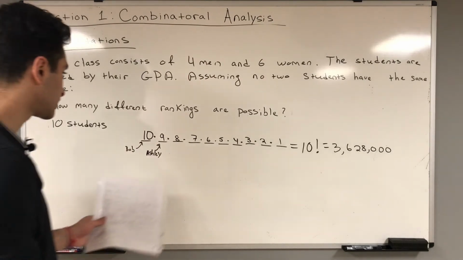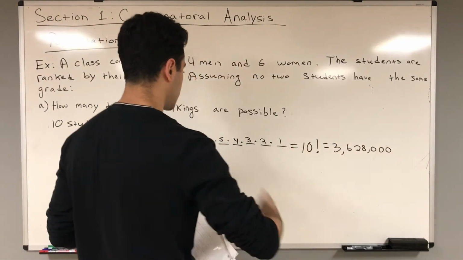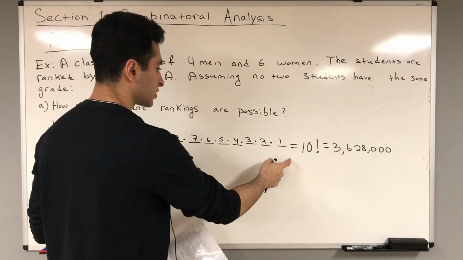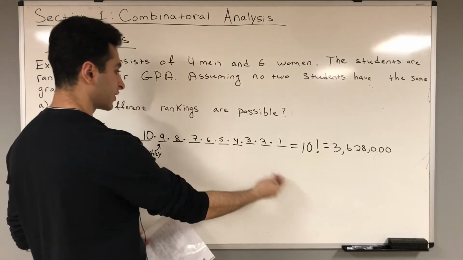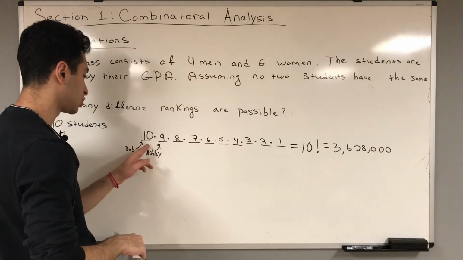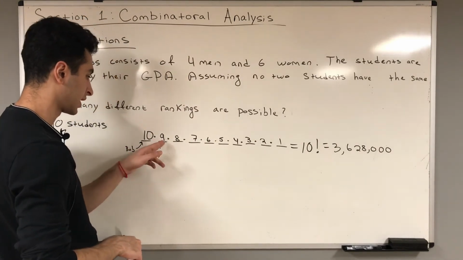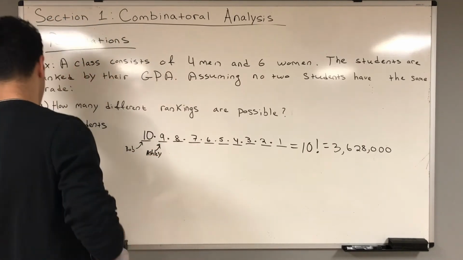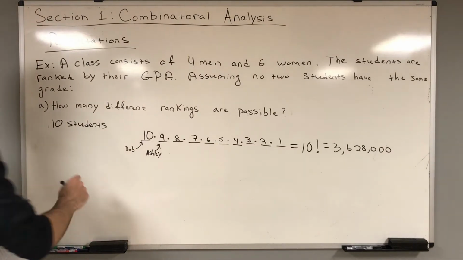But ignoring this for a second, you still use the basic principle of counting, right? Because you're multiplying all the outcomes in your experiments. You still understood what the experiments were, right? Experiment 1 is choosing a student for your first place. Experiment 2 is choosing a student for your second place, and so on. Okay, so let's move on to part B.